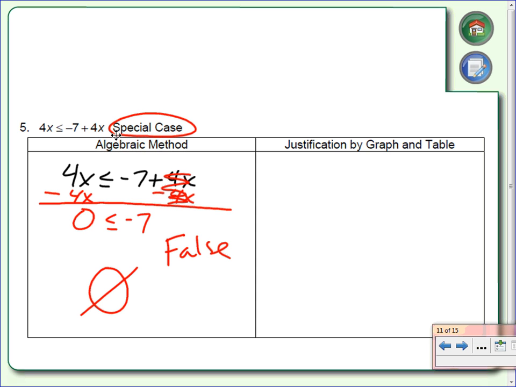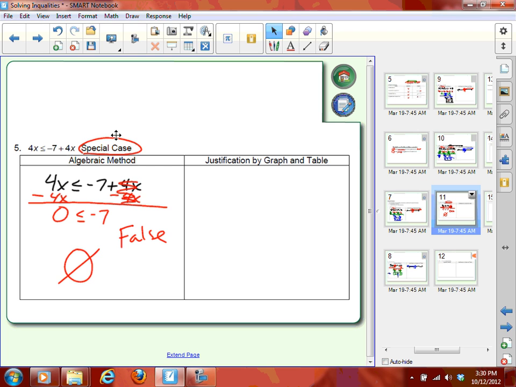Is that it? All right, we've got about 10 minutes, so we need to get started on our test here.